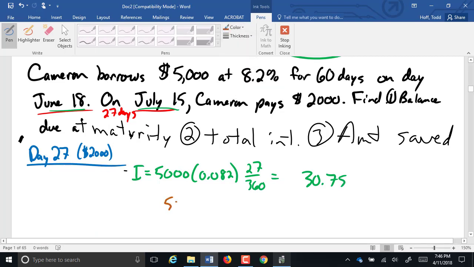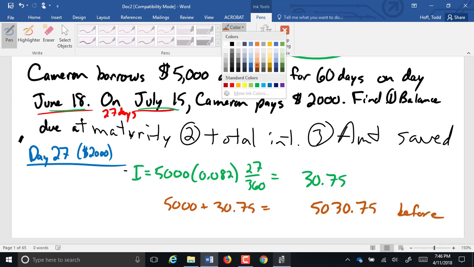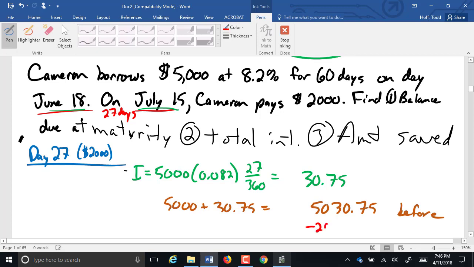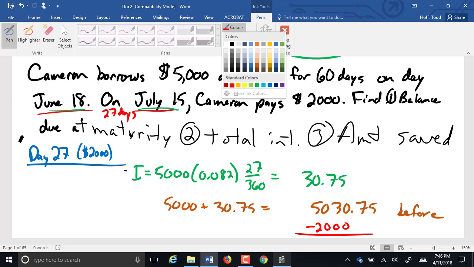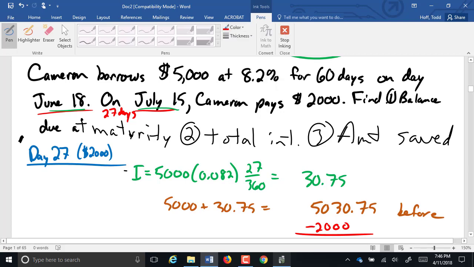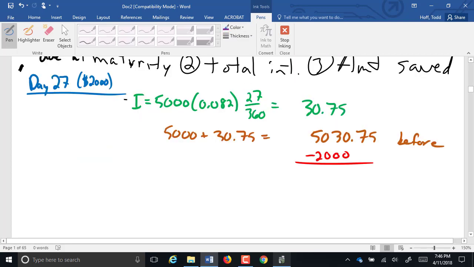So we add that on. 5,000 plus $30.75. $5,030.75 is the balance before the payment. Subtract the $2,000 payment, giving us $3,030.75. This is our balance after the payment.